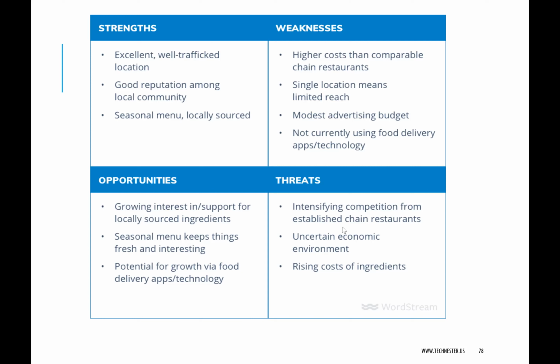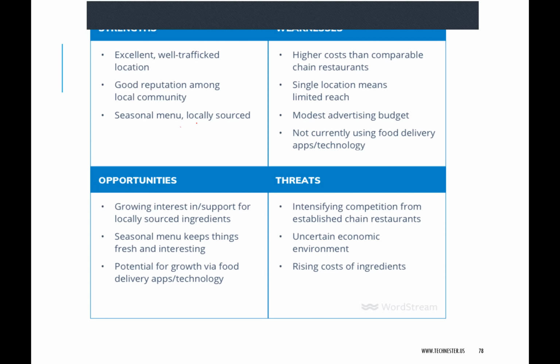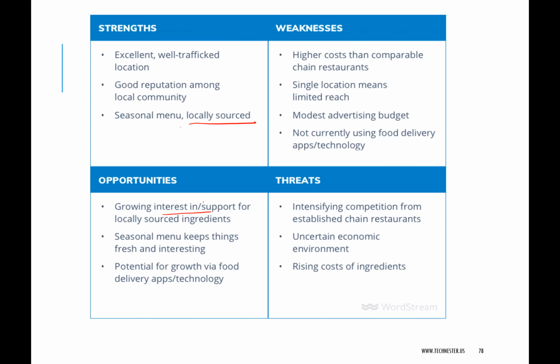Then you start jotting down the opportunities. What are the opportunities that exist for us? So it may be growing interest or support for locally sourced ingredients, which is something we do, right? Locally sourced. And now there's growing interest in locally sourced ingredients. So that's good for us. That's an opportunity we can exploit. Seasonal menu, keep things fresh and interesting. That's an opportunity. Potential for growth via food delivery apps and technology. That's an opportunity.